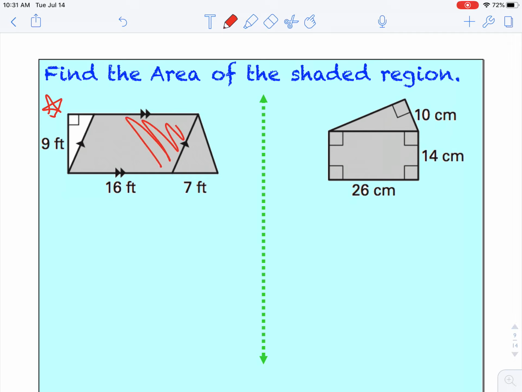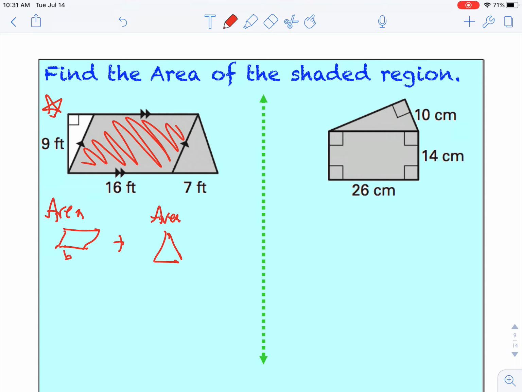But since we haven't come to those formulas yet this year, you may have done it in previous courses, but it's not a formula that everybody recognizes. But I can certainly still find the area of the parallelogram and then add it with the area of that triangle. So the area of the parallelogram, we have base times the height of the parallelogram, usually inside, but this time not. So the area of that is 16 times 9.